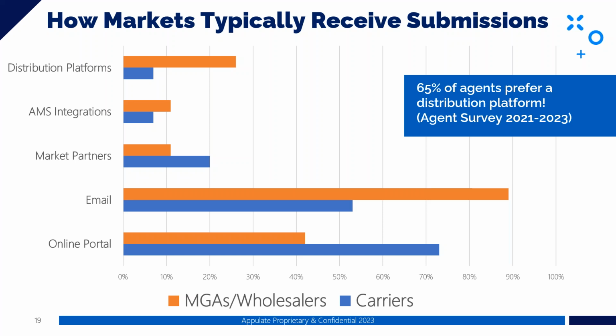And funny enough, about 65% of agents prefer a distribution platform. So I think MGAs and wholesalers have really taken advantage of something that I hate to call a trend, because sometimes trends end, but the trend statistically over the last 5 years has been consistent, that agents are increasing in their preference towards using these systems and platform integrations, and do not prefer to use an online portal.